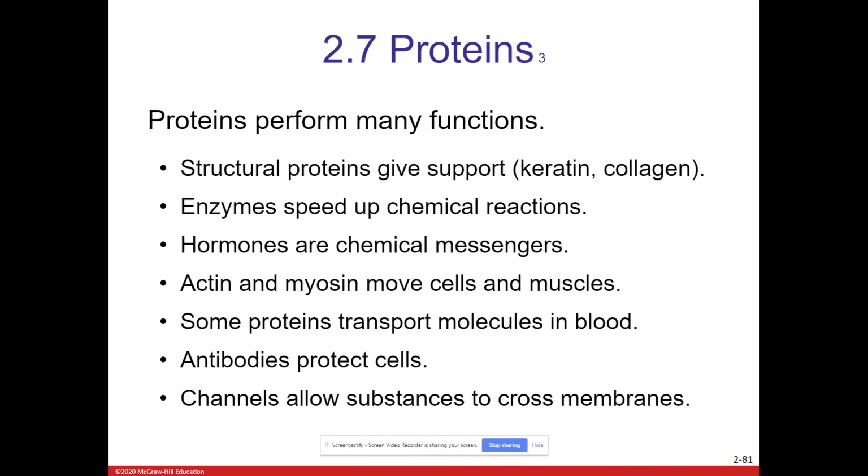So proteins have lots of different functions. Some of them give structural support, like keratin in your hair. There are enzymes that speed up chemical reactions. There's hormones that are your chemical messengers. Actin and myosin are two proteins that help to move your cells and help move your muscles. There are some proteins that transport molecules in blood, antibodies that protect your cells, and then channels that allow substances to cross the membranes. So remember when we talked about lipids and the cell membranes being like the bouncers of the club, not allowing things in and out except for certain chemicals. These channels are like the guys at the back door of the club that if you pay $20, you can get across.